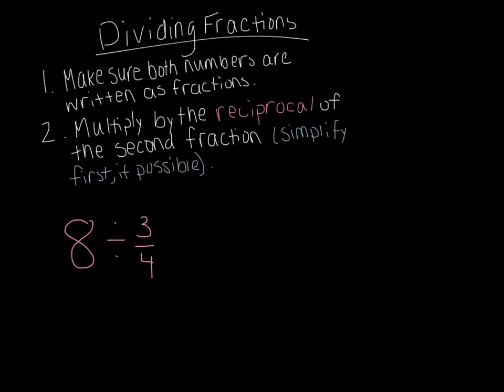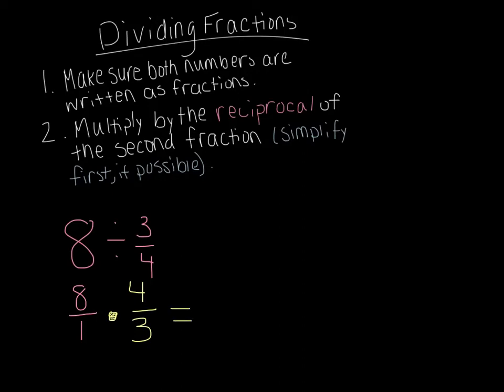In this example, we have a whole number divided by a fraction. Same rules apply though. First, write our first number as a fraction, and we can turn a whole number into a fraction by just putting it over 1, since 8 divided by 1 is 8. And then our second number is already a fraction, so I can just multiply by the reciprocal of 3/4, which is 4/3.